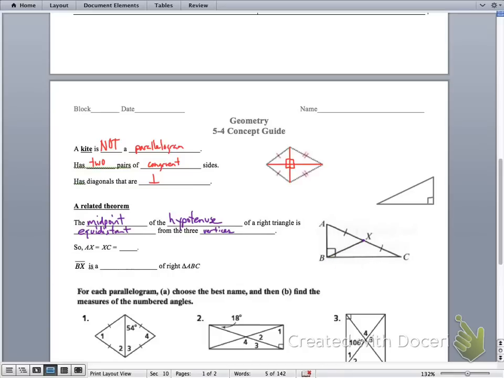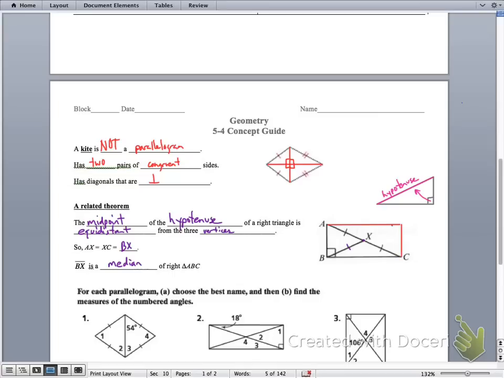This has a name. It's called a median, right? So in this case right here, we have AX is equal to XC, which is also equal to BX. All three of those lengths are the same. Do you remember what we call the segment that goes from the opposite angle to the midpoint of the other side? We call that a median. So we're talking about the median from the right angle of a right triangle, that we end up with congruent segments. Here's the reason why.